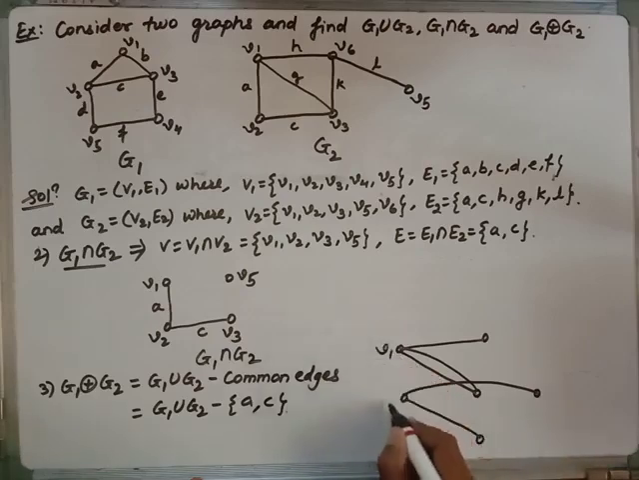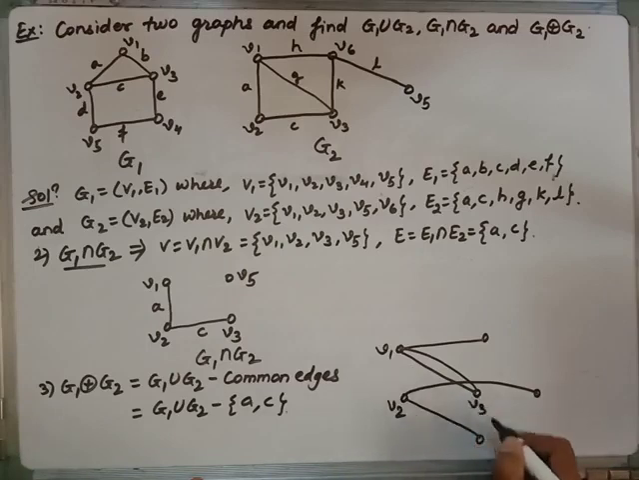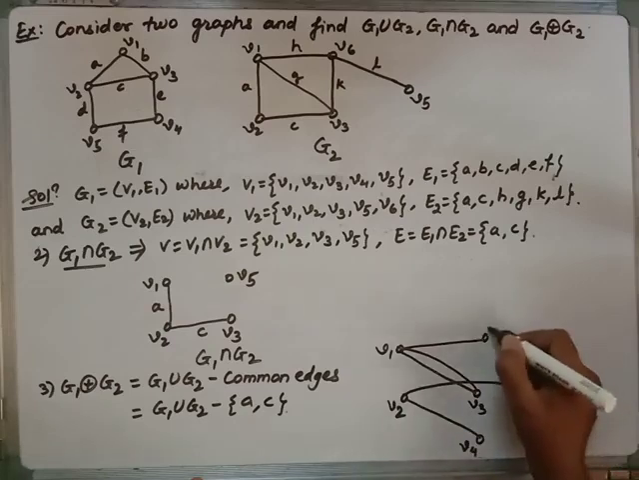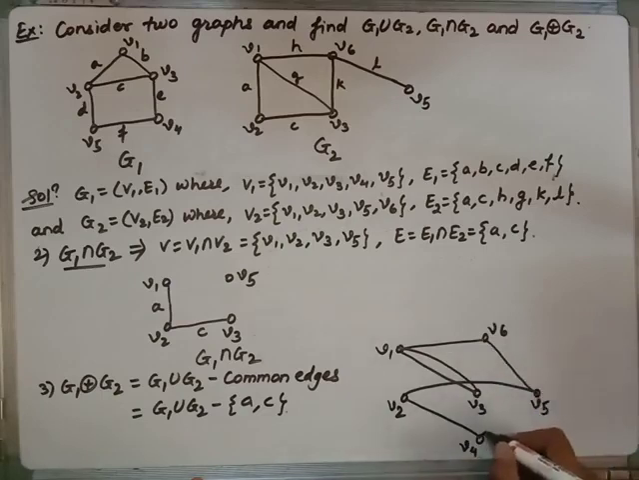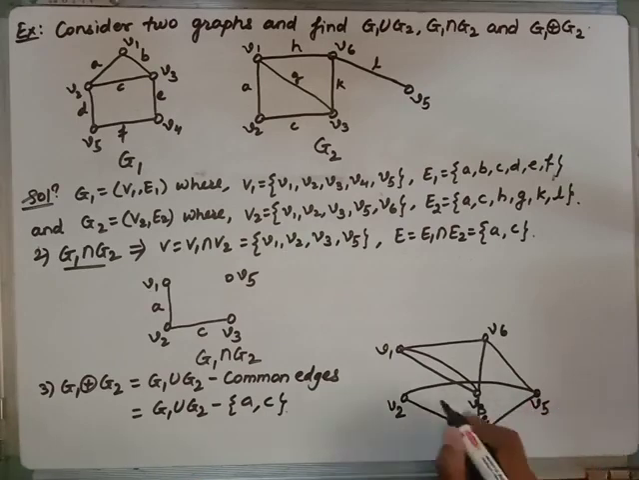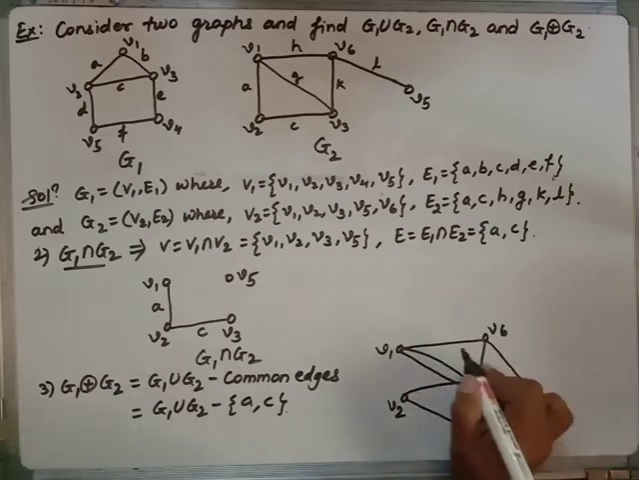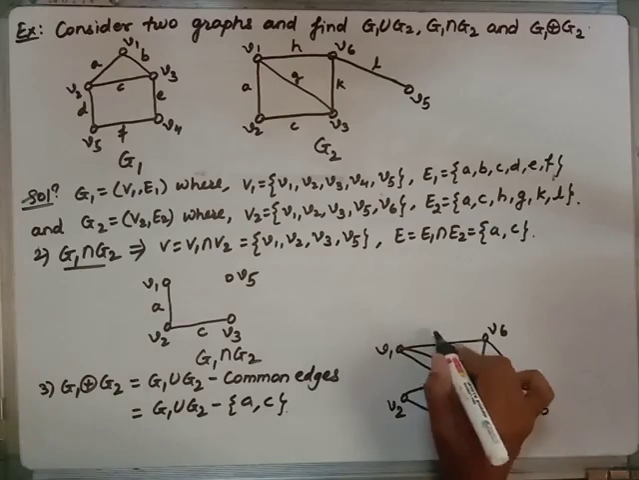This is V1, V2, same one I am drawing. You can see in your notebook if you have written, obviously. These are here. E, A I am not drawing, and C I am not drawing. This is V1 to V6 will be H.